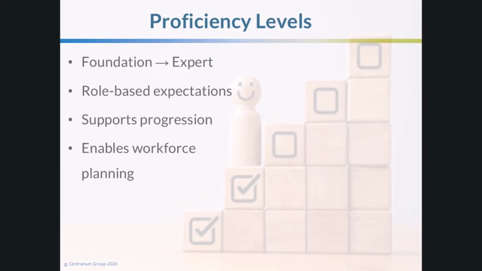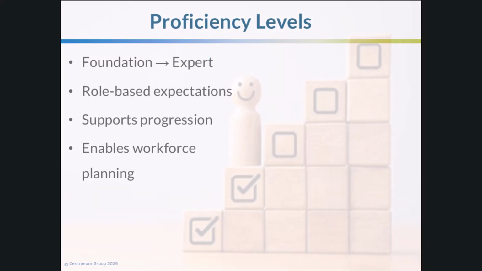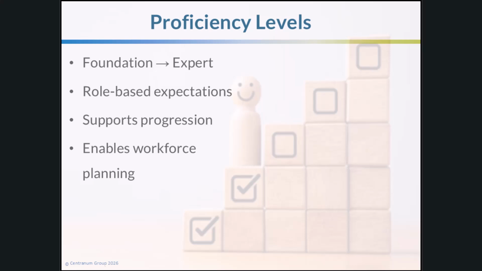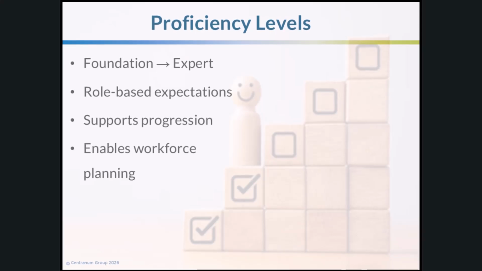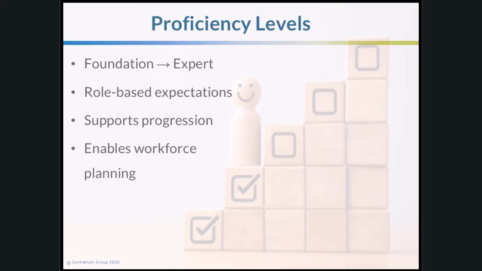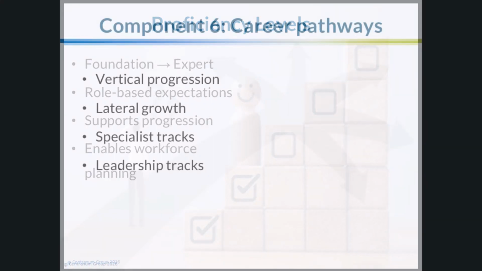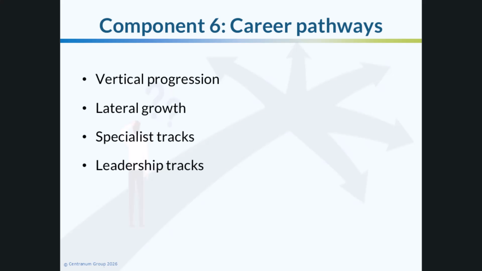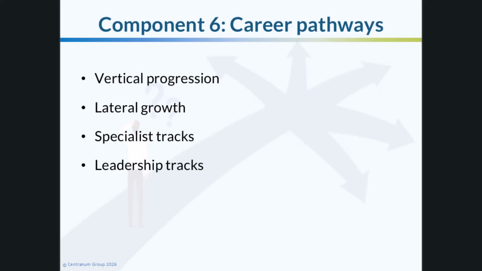Proficiency levels show how expectations change with seniority or specialisation. They give employees visibility into progression and help organisations to plan capability by level. A well-designed architecture also makes career pathways visible: vertical, lateral, specialist, or leadership. This supports internal mobility, reskilling, and succession planning.